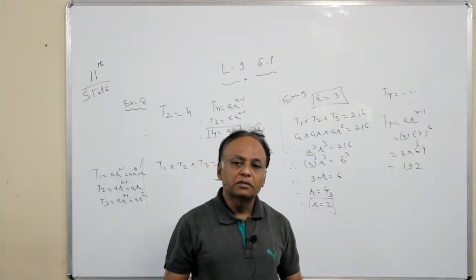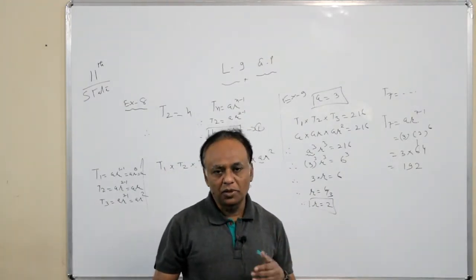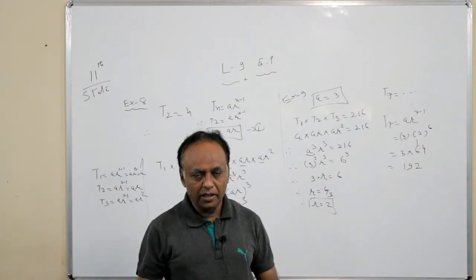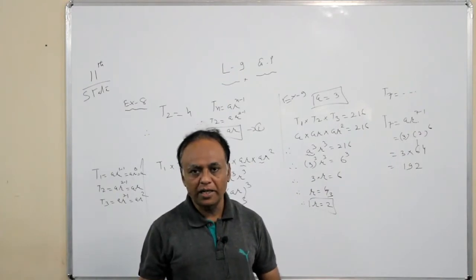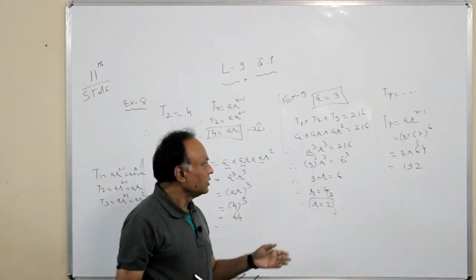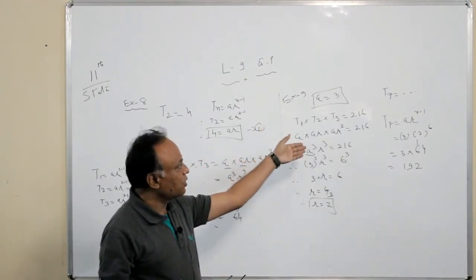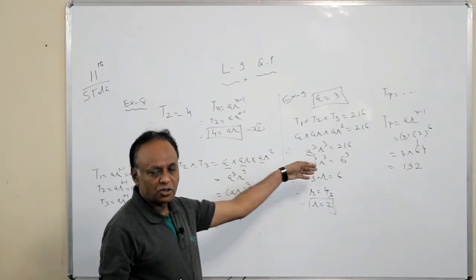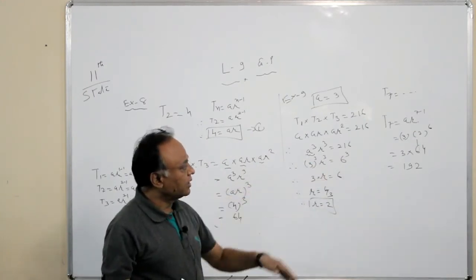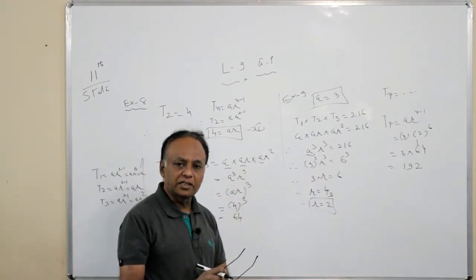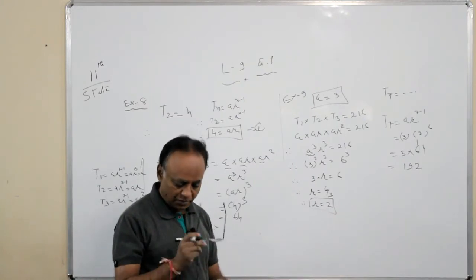Here there is only one basic formula, so every time I repeat, Tn is equal to A R raised to n minus 1. Now the product of the 3 terms is given, and in this example the A value is given, so substitute the A value, find out the R, and then find out T7 as required, the 7th term.